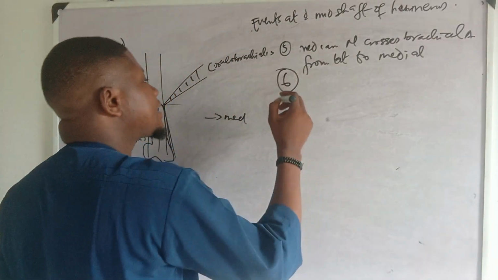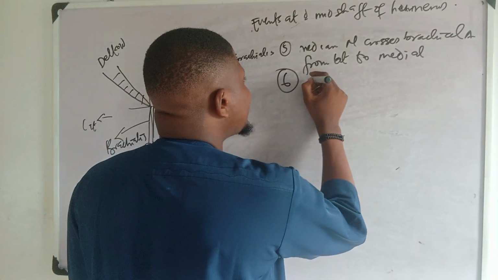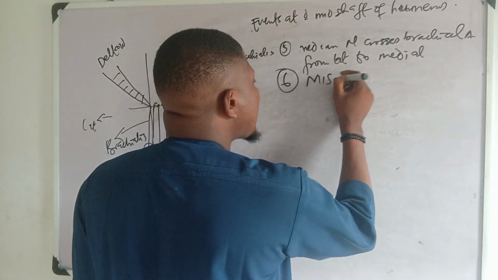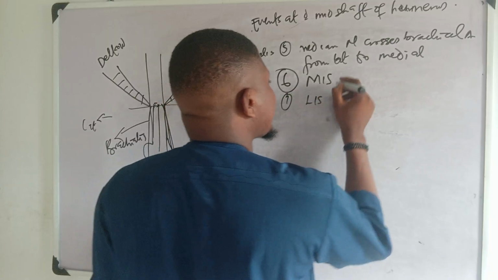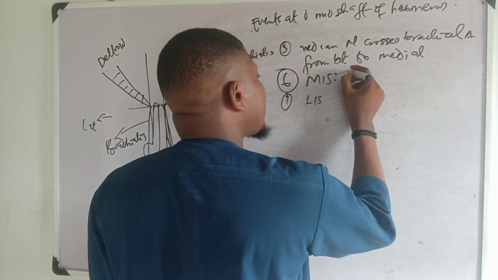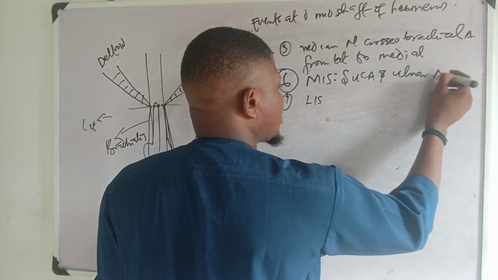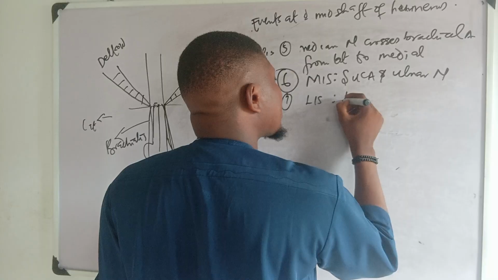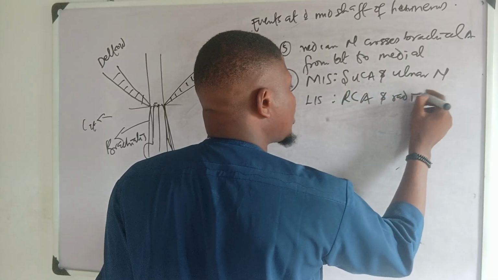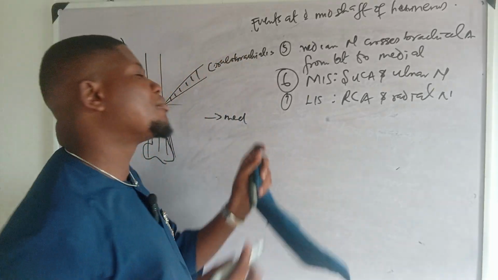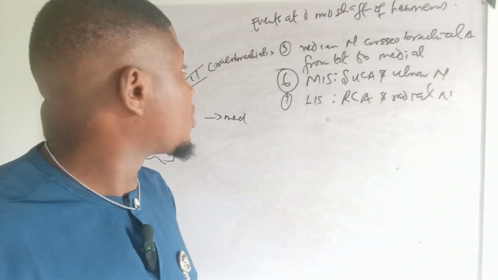Then number six: the medial intermuscular septum is pierced by the superior ulnar collateral artery and the ulnar nerve at the mid shaft. Then the lateral intermuscular septum is pierced by the radial collateral artery and the radial nerve at the mid shaft. So the piercing of the medial intermuscular septum and lateral intermuscular septum occurred at the what?